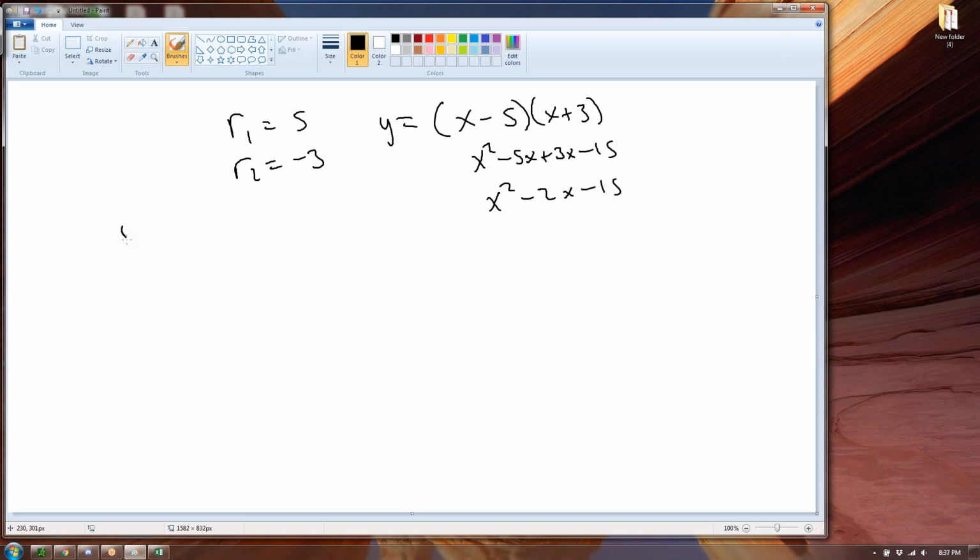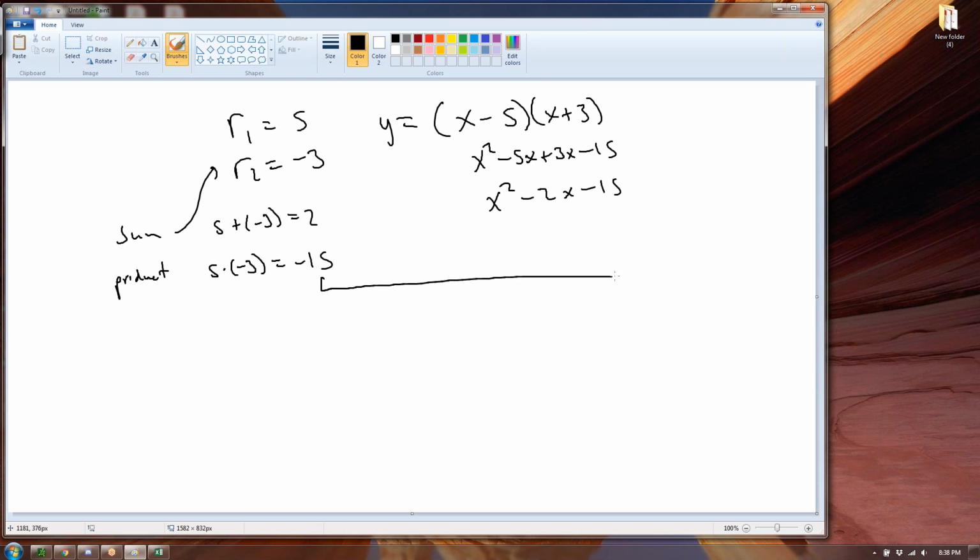Now, why are they saying sum and product? Well, if I took the sum of these roots, 5 and negative 3, that would be a 2, right? If I took the product, 5 times negative 3, that would be a negative 15. In this equation, notice the negative 15 shows up. Notice the 2 shows up right here. It's an opposite sign, though.